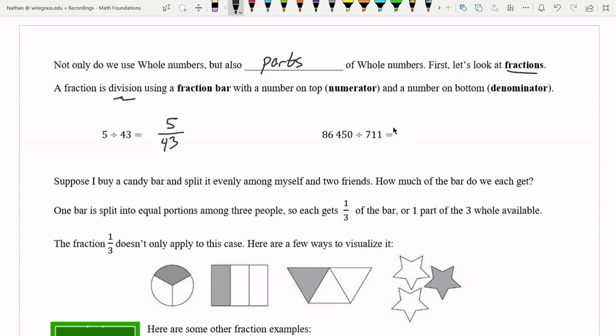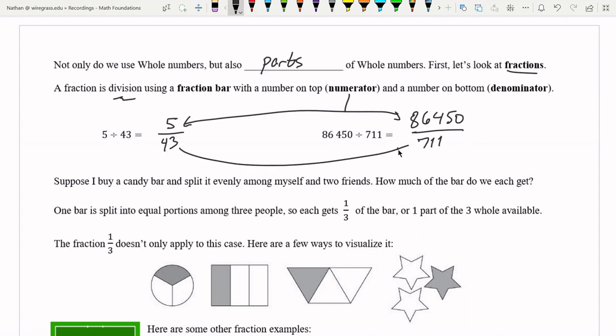And 86,450 divided by 711 is 86,450 over 711. The numerators are 5 and 86,450, and the denominators are 43 and 711.